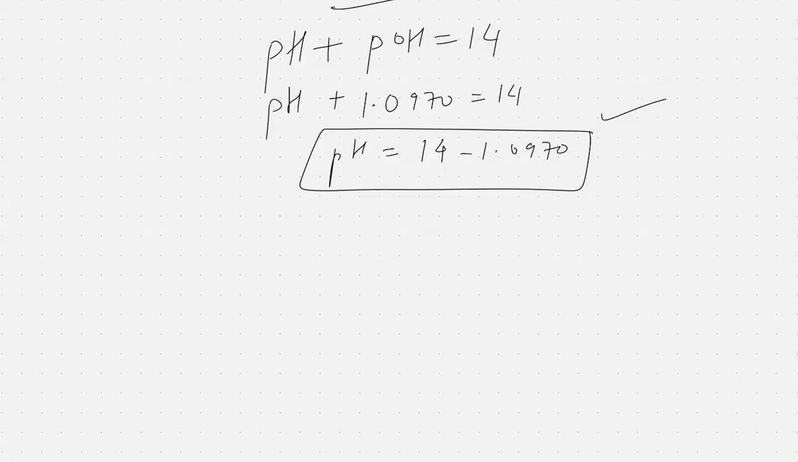So for every solution, we can calculate pH and pOH. There is another formula that you need to remember: the concentration of H plus times the concentration of OH negative ions is always going to have a product of 10 raised to minus 14. And this is at 25 degrees Celsius, which is my room temperature.